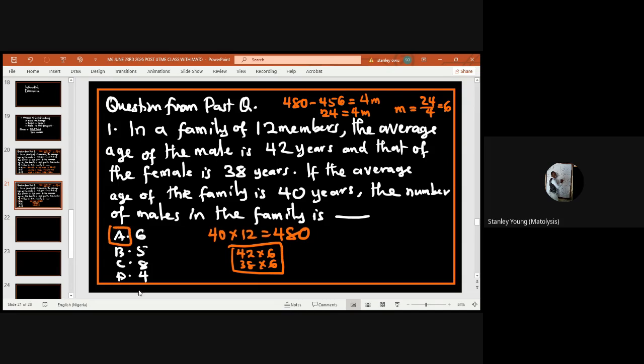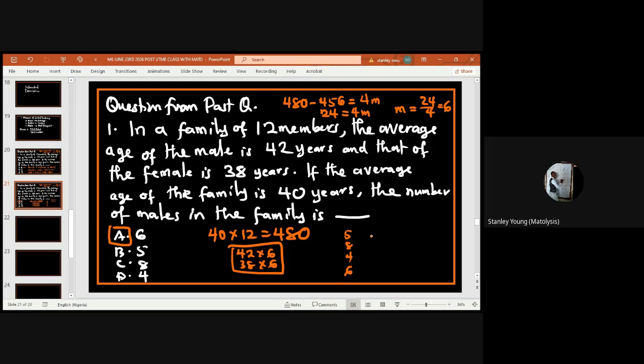The answer might be in option D. Let us imagine the options where we arrange this. Maybe we have 5, 8, 4 before we have 6, which means I'll have to start from 5, right? Starting from 5 male, I'll do 42 times 5 plus 38 times 12 minus 5, that's going to be 7. I'll add it together. If it does not give me 480, that's not the answer. Maybe looking at this, it won't give that, but you can use your calculator to achieve that.